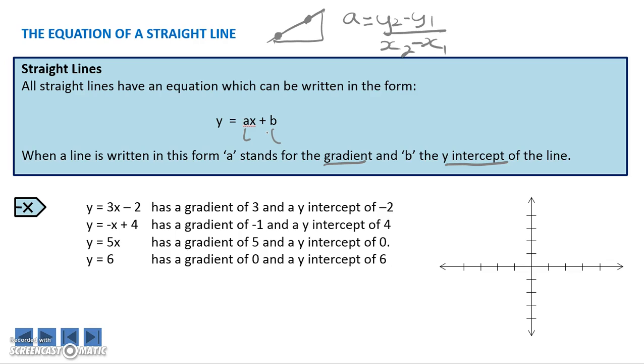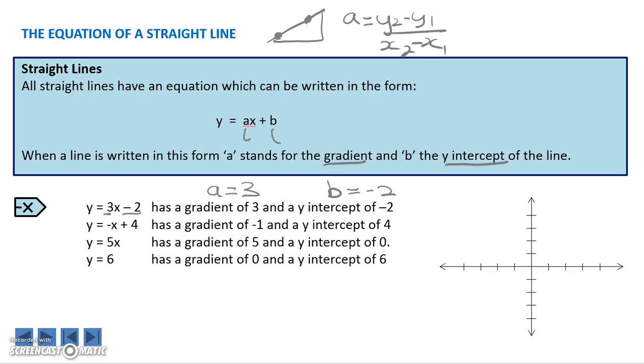So let's have a look. We've got these 4 examples here. Y equals 3x minus 2. So the number next to the x term is our gradient, so it's got a gradient of 3. So you would write a equals 3. That's the symbol for gradient. And it's got a y-intercept of minus 2. So the symbol for y-intercept is minus 2.